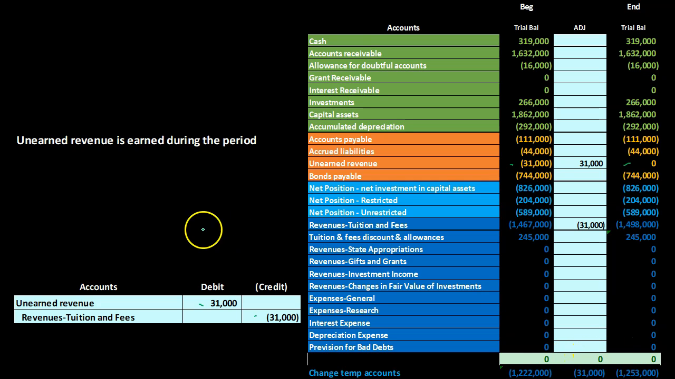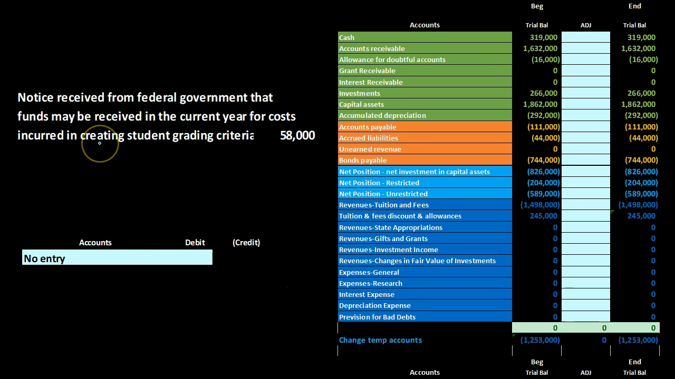Next transaction, we have a notice received from the federal government that funds may be received in the current year for costs incurred in creating student grading criteria. That's going to be for $58,000.